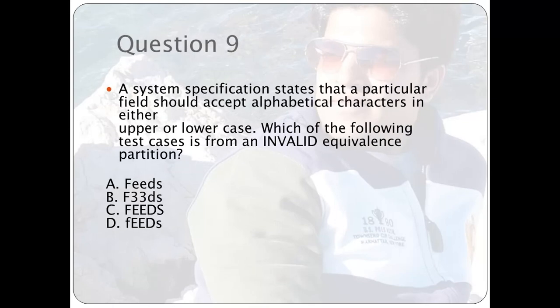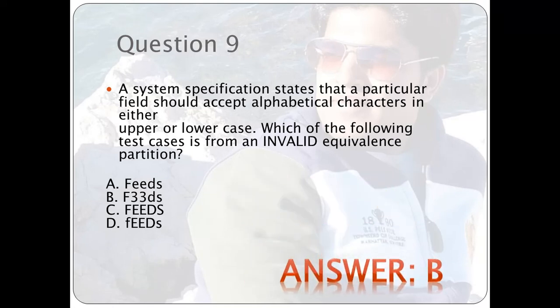This is a very simple question wherein we need to just tell which test case would be invalid for equivalence partition. Here the input is anything except alphabetical characters, so we can obviously say that B should not be the input from our side. So the correct answer is B.